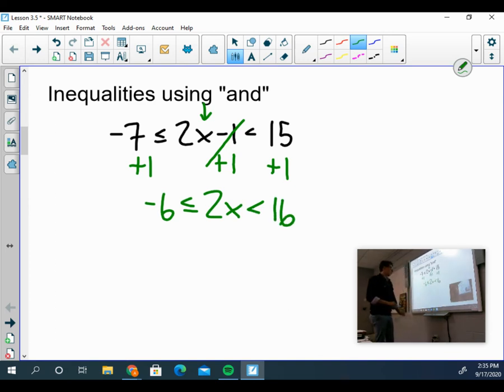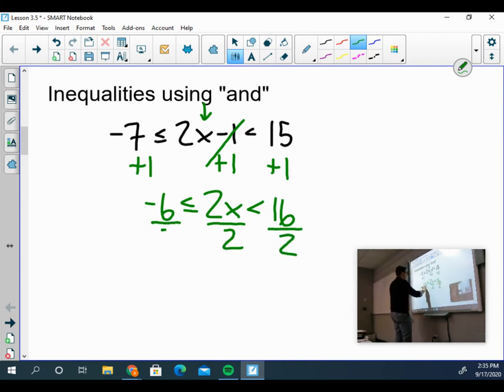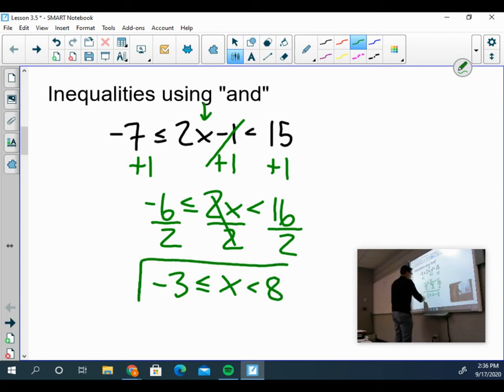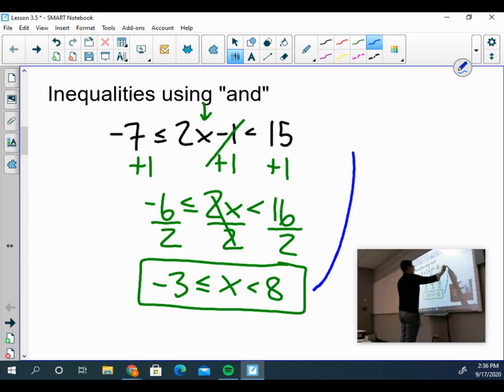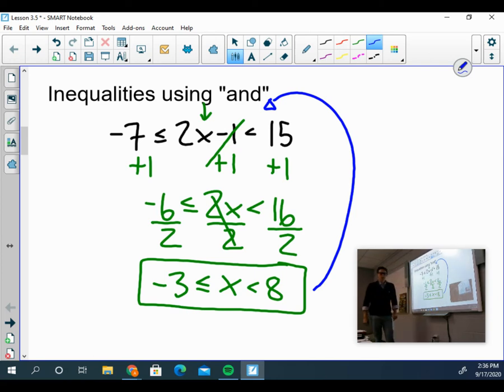I'm going to do the same thing, except I want to get rid of the 2. How is the 2 attached to the x? Multiplication. Divide all sides by 2. All sides by 2. Leaves me with -3 is less than or equal to x is less than 8. And this will be my solution. Again, how can you test this? Plug your answer back in the original inequality.